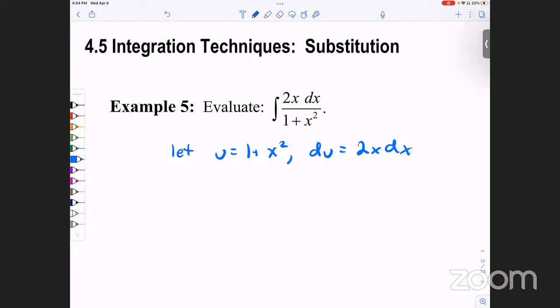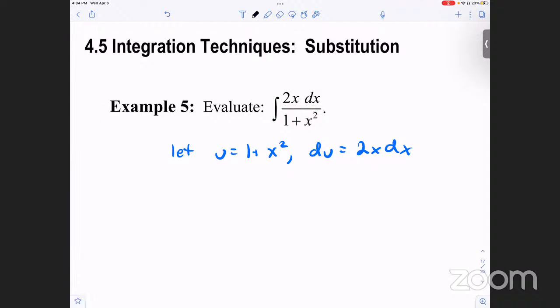We can get to the bottom of it, but anyway, here again we let our u be this guy right here, and we took that derivative. So then our du is 2x dx, and the 2x dx is there. So that's a good omen. Now let's do our substitutions.